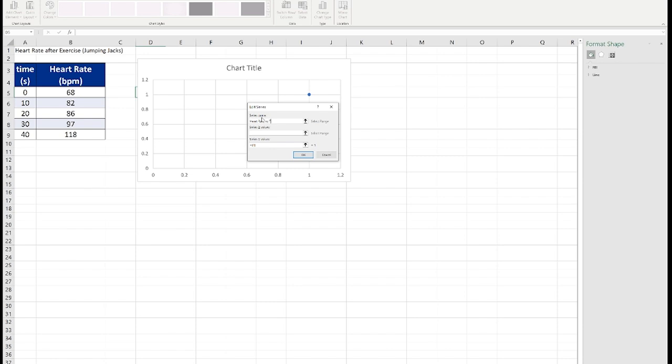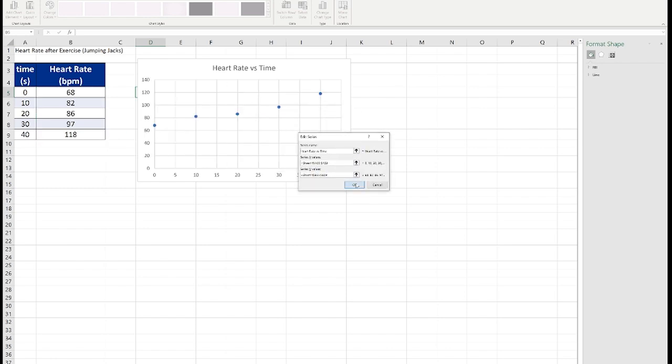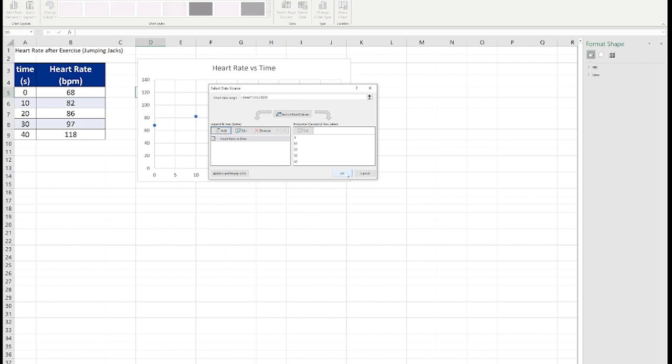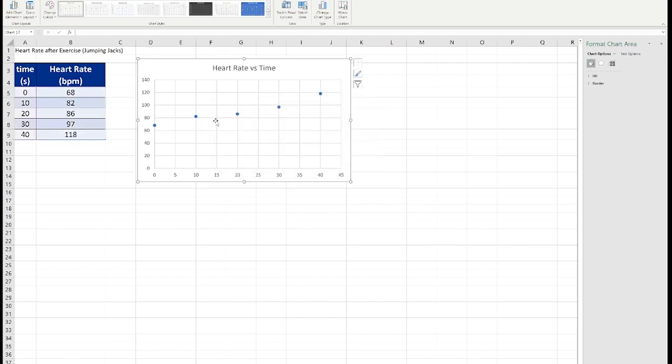My x values, I'll click into that section of the dialog box and highlight my x values, which are my time values. And then I will click into the series y value section of the dialog box, erase what was previously written in there, and highlight the y values of my heart rate. Now my data is on my chart. I'll click OK. There's no extra data that I'd like to plot, so I'll click OK again, and I see that my data has been placed on the chart.